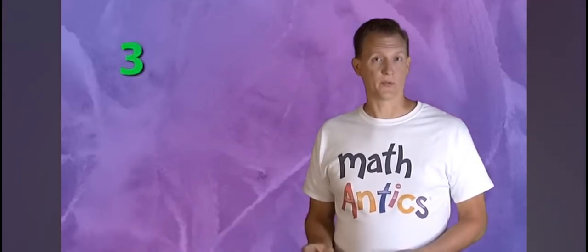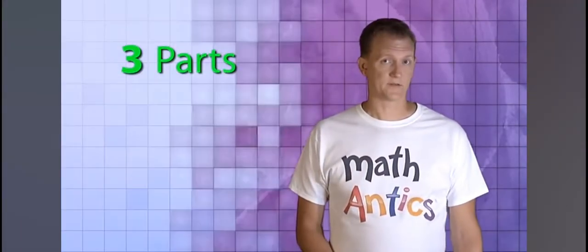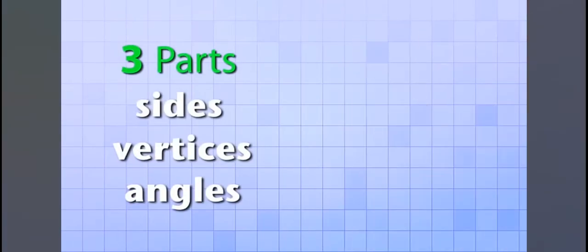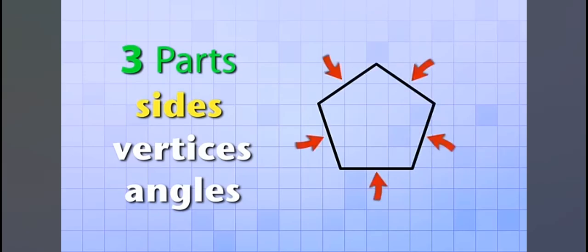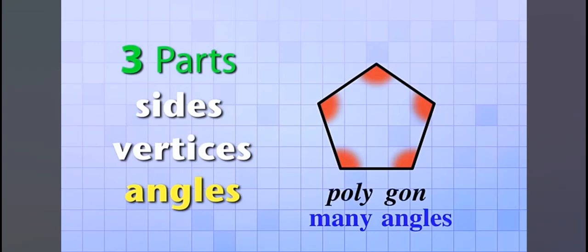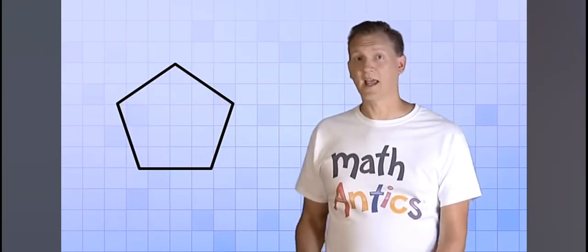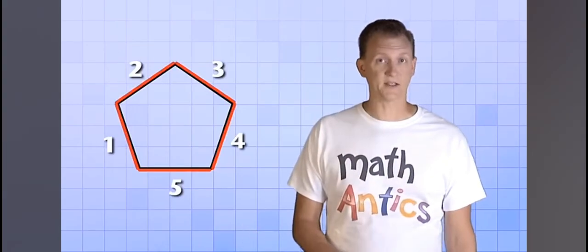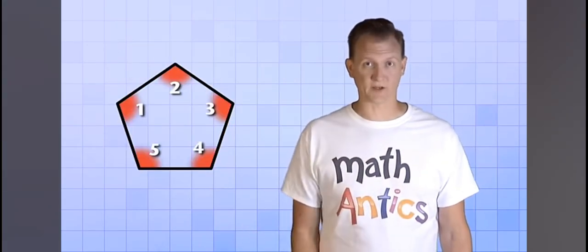First, we need to know the three parts that make up all polygons. And these parts are sides, vertices, and angles. The sides are just the straight line segments that make up a polygon. And the vertices are the points where the sides intersect. And the angles are formed by the intersecting lines. In fact, in Greek, the word polygon literally means many angles. So all polygons have sides, vertices, and angles. This polygon here has 5 sides, 5 vertices, and it forms 5 angles.